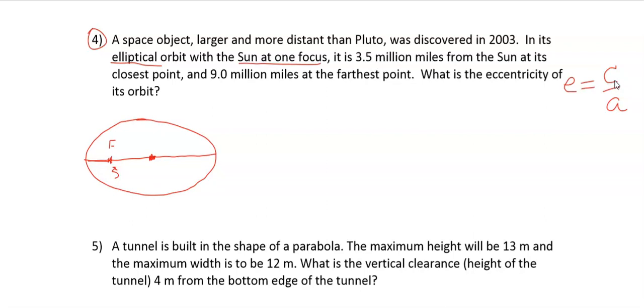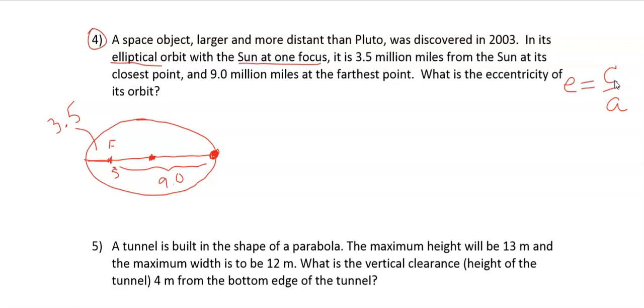It is 3.5 million miles from the sun at the closest point. So that right there, that is 3.5. Now I'll just put down 3.5, but remember that represents 3.5 million miles. Okay? And then at its furthest point from the sun, well, the furthest point from the sun would be way over there. That's when it's furthest away from the sun. It's 9 million miles away. So again, 9 million. I'll just put down 9.0. But remember, that represents 9.0 million miles.